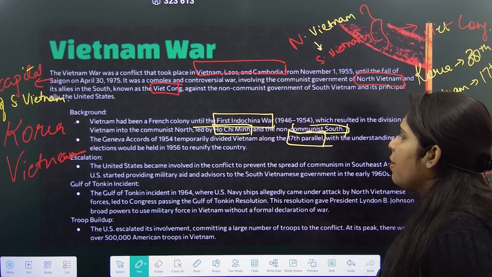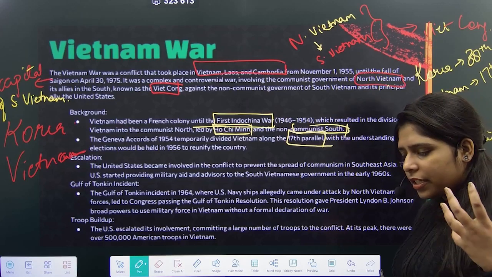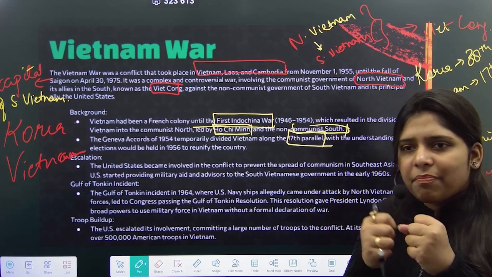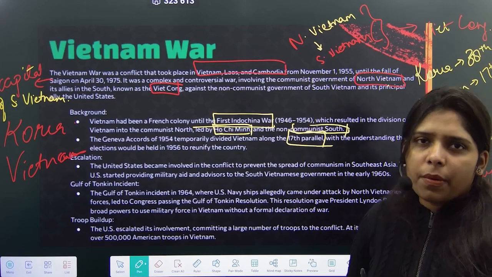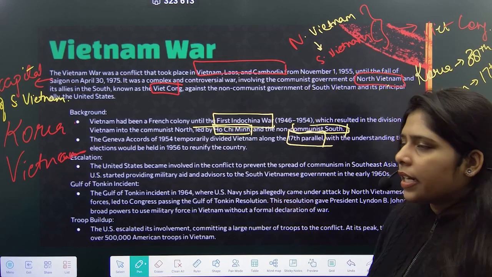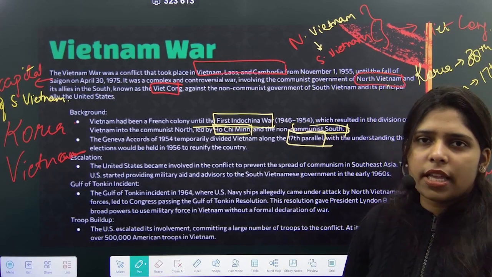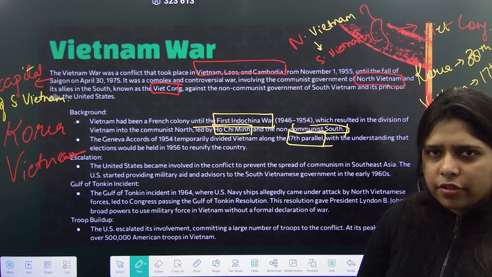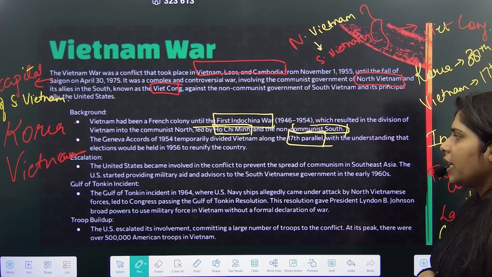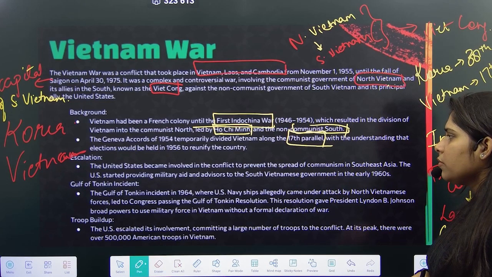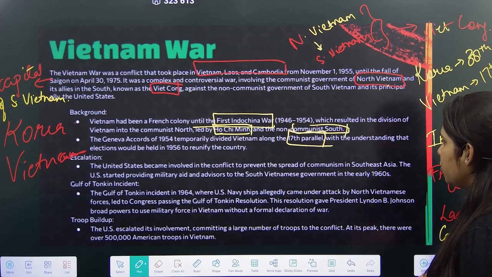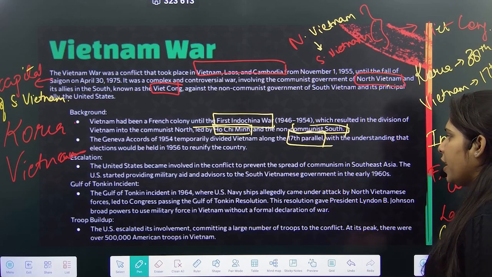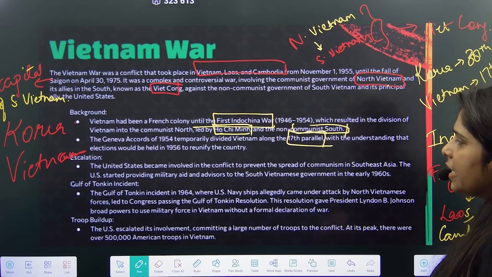The United States became involved in the conflict. Basically, the United States did not want any elections in South Vietnam because they knew that communism has a greater impact in the Vietnamese region. Somewhere or the other they knew what the outcome of the elections would be. So they did not want any elections, and of course they were on their run to stop the spread of communism. So the US started giving military aid and advisors to the South Vietnamese government in the early 1960s.